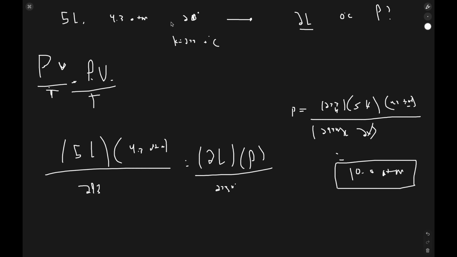Now, if you were given a constant temperature, if these were the same, then you could have ignored the T's because they don't change, so you could have not used them in the equation. But since they are different, we have to. So just keep that in mind.